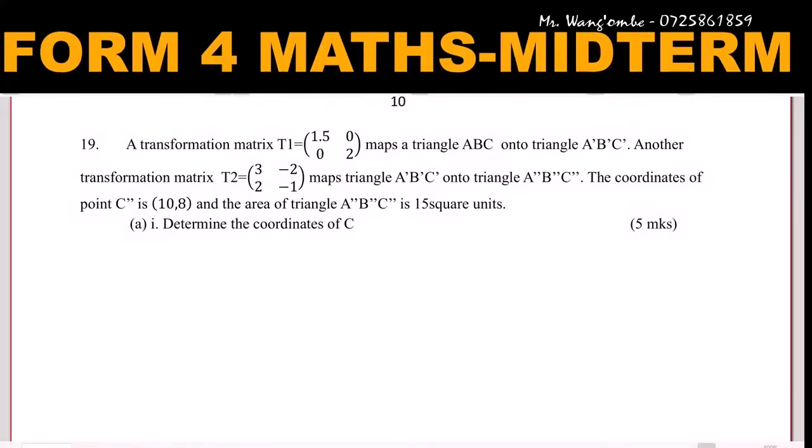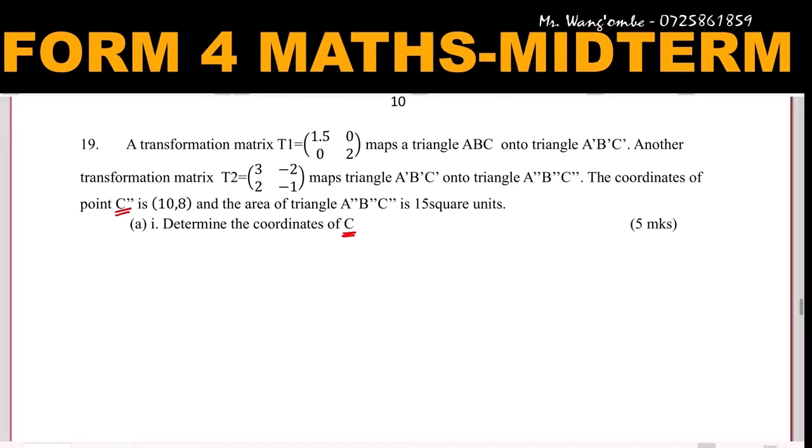Question 19. A transformation matrix T1 is given there, maps triangle ABC onto triangle A prime B prime C prime. Another transformation matrix T2 is given there, maps triangle A prime B prime C prime onto triangle A double prime B double prime C double prime. The coordinates of point C double prime is 10, 8, and the area of triangle A double prime B double prime C double prime is 15 square units. Part A, 1, determine the coordinates of C. That is the object point, and you have the image point. C double prime is given as 10, 8.